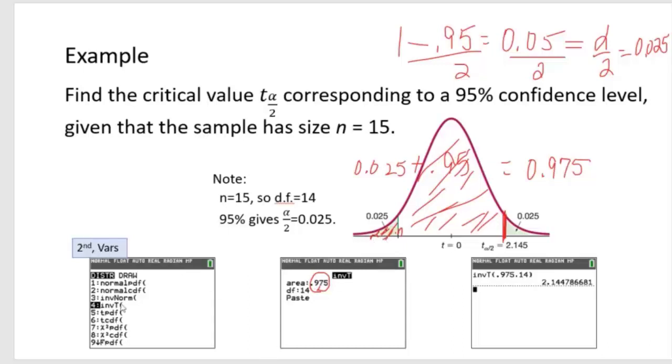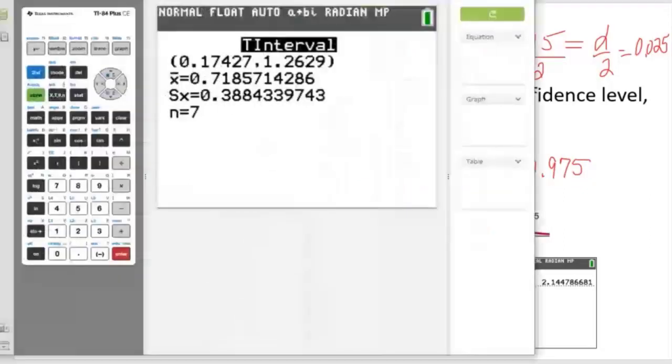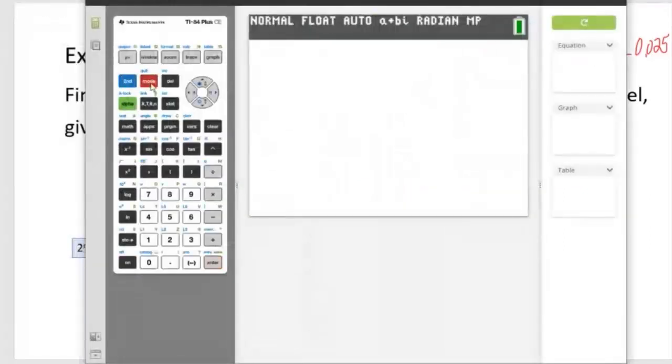Okay, so under second vars, I did inverse t. Inverse t will ask you for an area and degrees of freedom. Now, how did I know degrees of freedom? That's where that earlier slide was that says your degrees of freedom is n minus 1. So we had to use 14 for degrees of freedom, and then I put in the 0.975 for the area. So again, just knowing that that's awfully small on your display, we're going to look at it again on my calculator here, but it's no longer the interval.